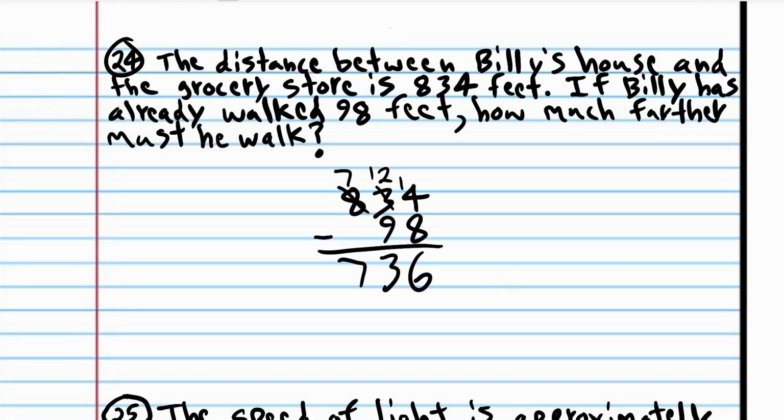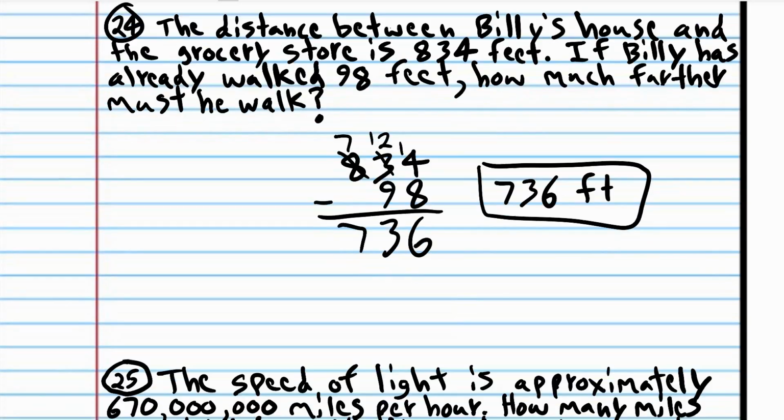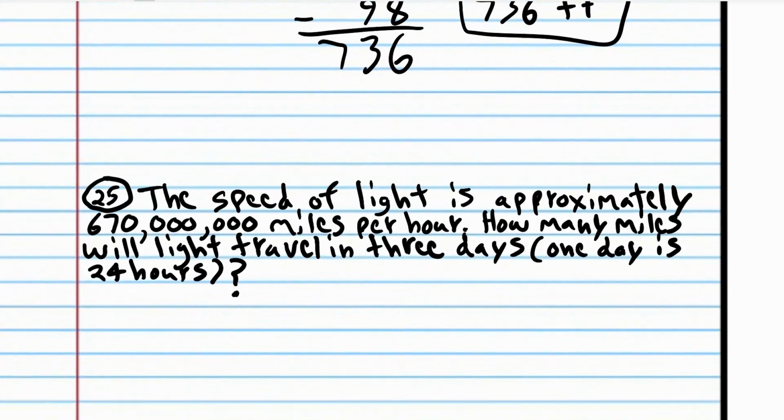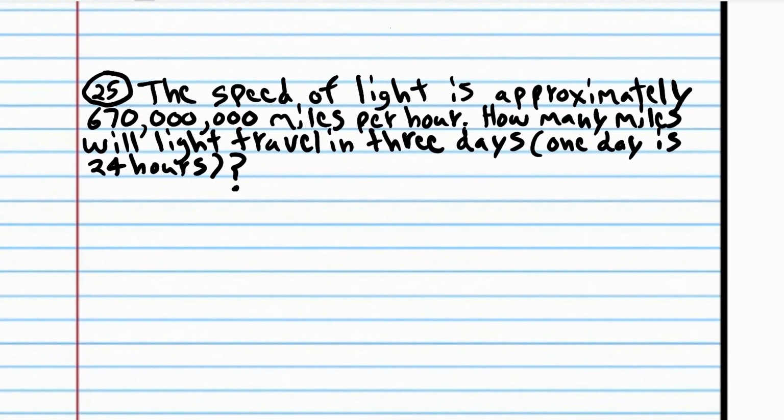736. So he has to go 736. But if you just write that, you're going to get a point taken off because we need 736 feet, which we abbreviate as FT. All right, that one wasn't too bad. Now we go to the last problem.